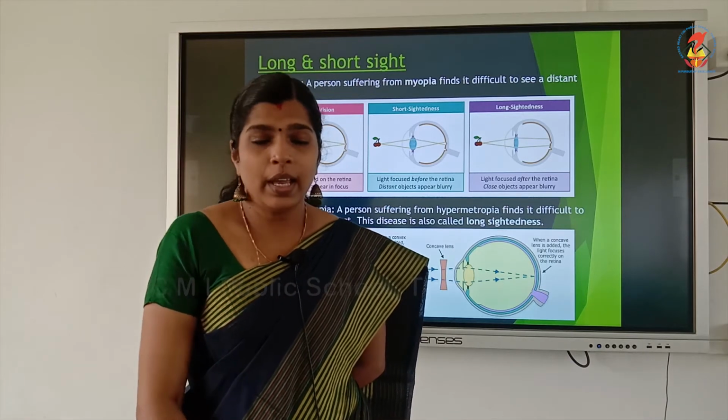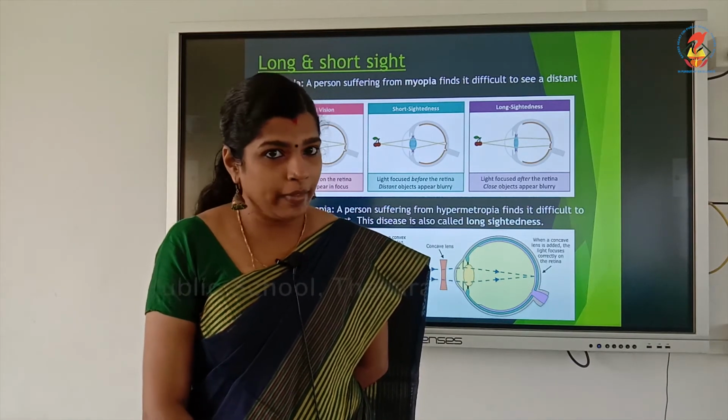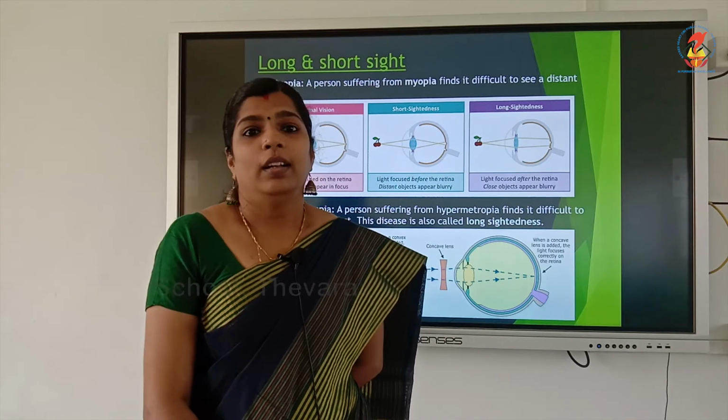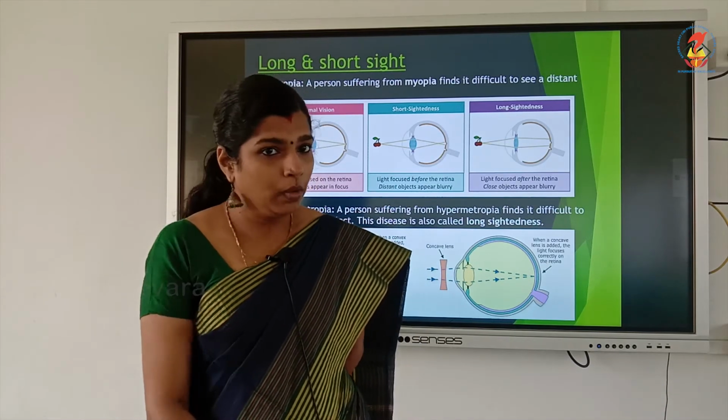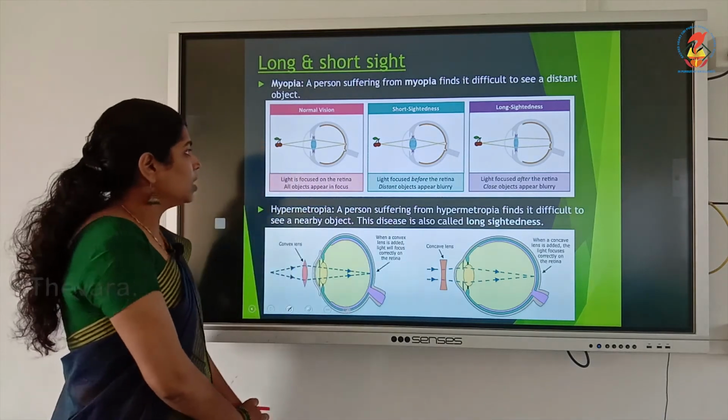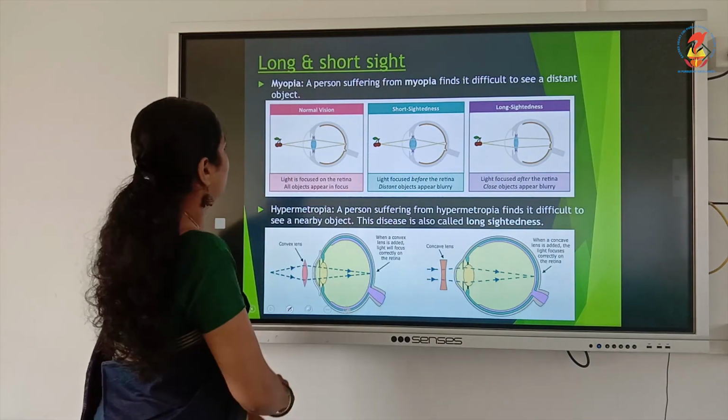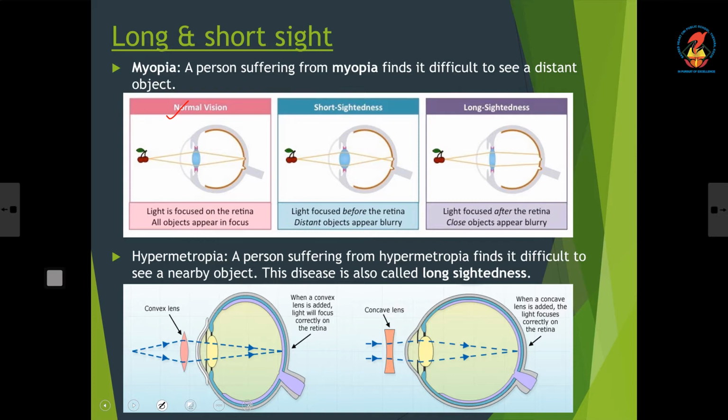So, with the help of suitable corrective lens, we can rectify this defect. Okay. So, this is a normal vision. Means when you look at an object, the image will be formed on the retina.